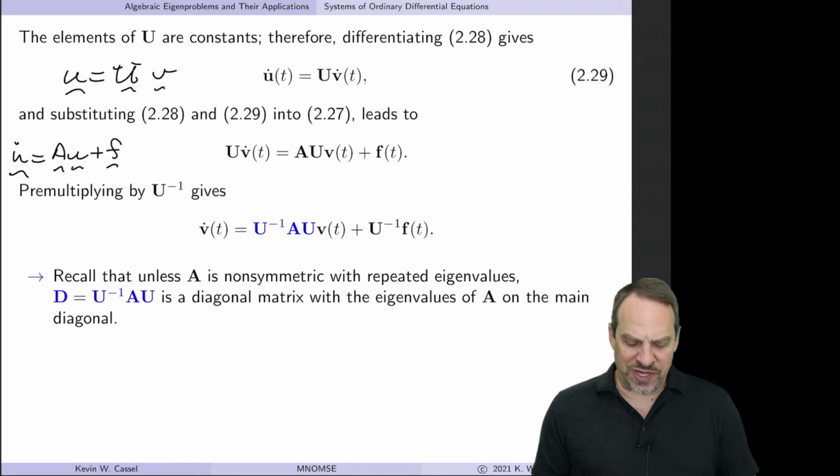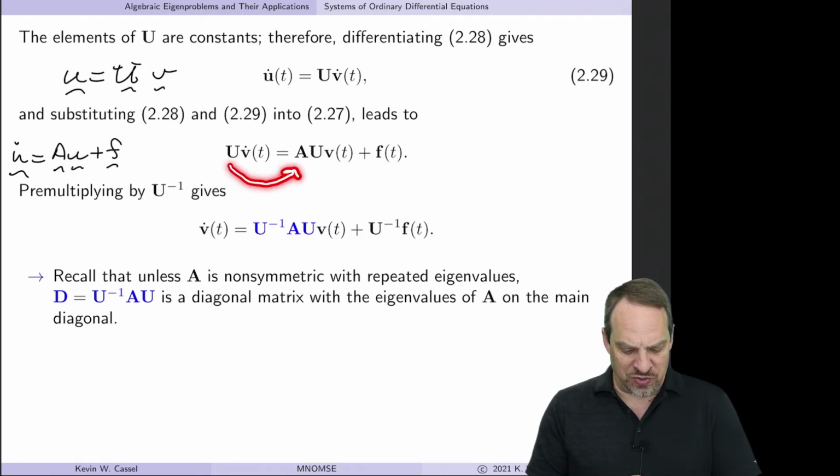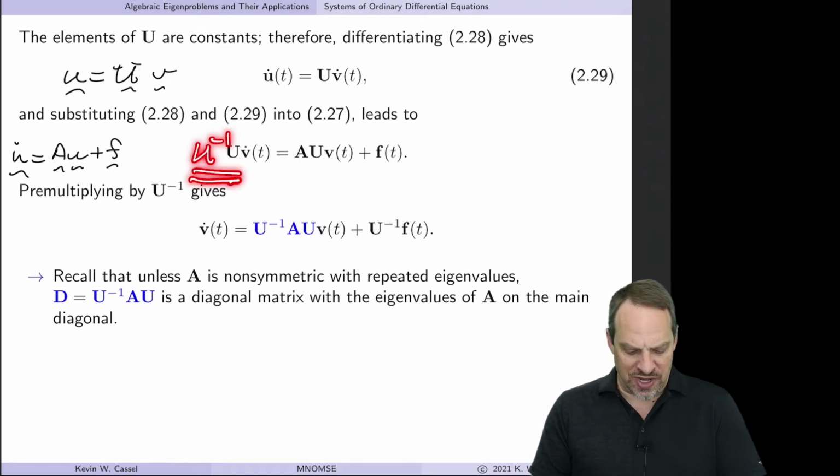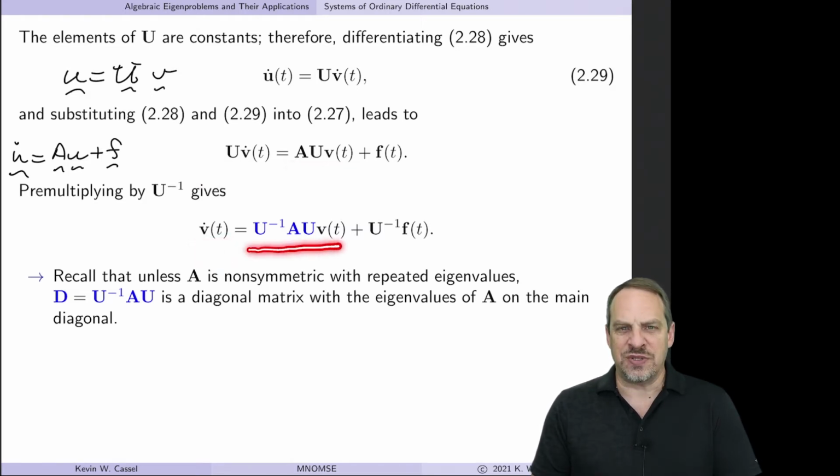Well, I'd like to write this as a system of first-order ODEs like we had in terms of u. So to do so, let me bring this U from the left to the right. To do that, we pre-multiply by the inverse of U. In doing so, I'll have U inverse times U, which is just the identity matrix I. So that leaves me with v dot. And then on the right-hand side, look what I have. I have U inverse times A times U times v, and then plus U inverse times f. Don't forget about this U inverse here times the f.